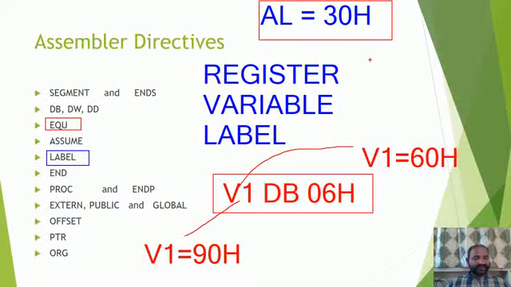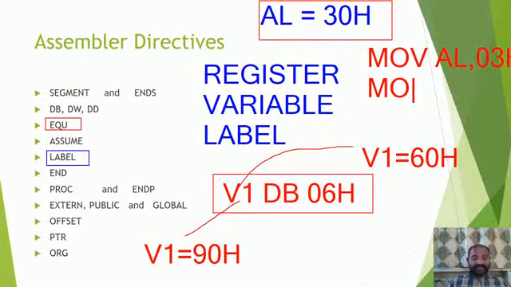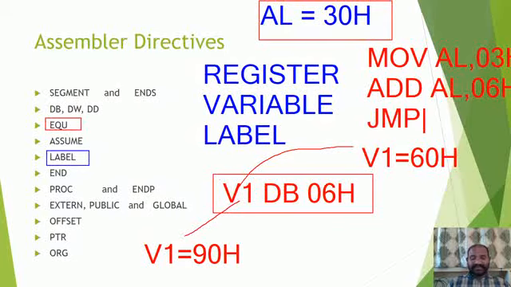For example, in the previous classes we took one program. I'm simply taking one simple program. I'll take the add instruction directly: add al comma 06h. It means I would like to add 03 with 06h continuously, with the JMP instruction. We have seen JMP now, so I'm assuming the label name is L1.